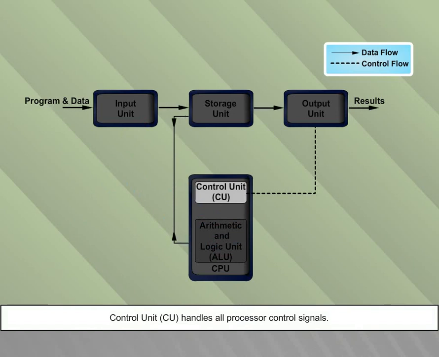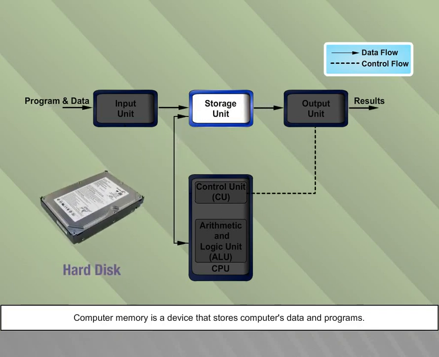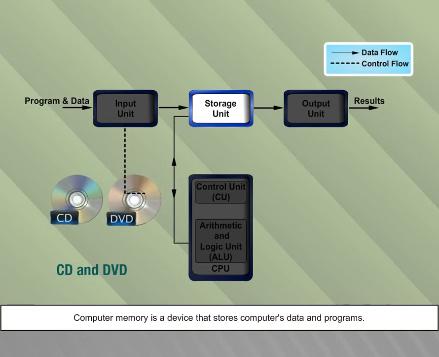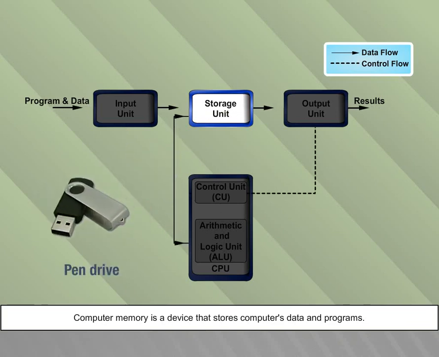Control unit. Control unit (CU) handles all processor control signals. Storage unit. Computer main memory is a device that stores computer's data and programs. Hard disk, CD and DVD, pen drive.